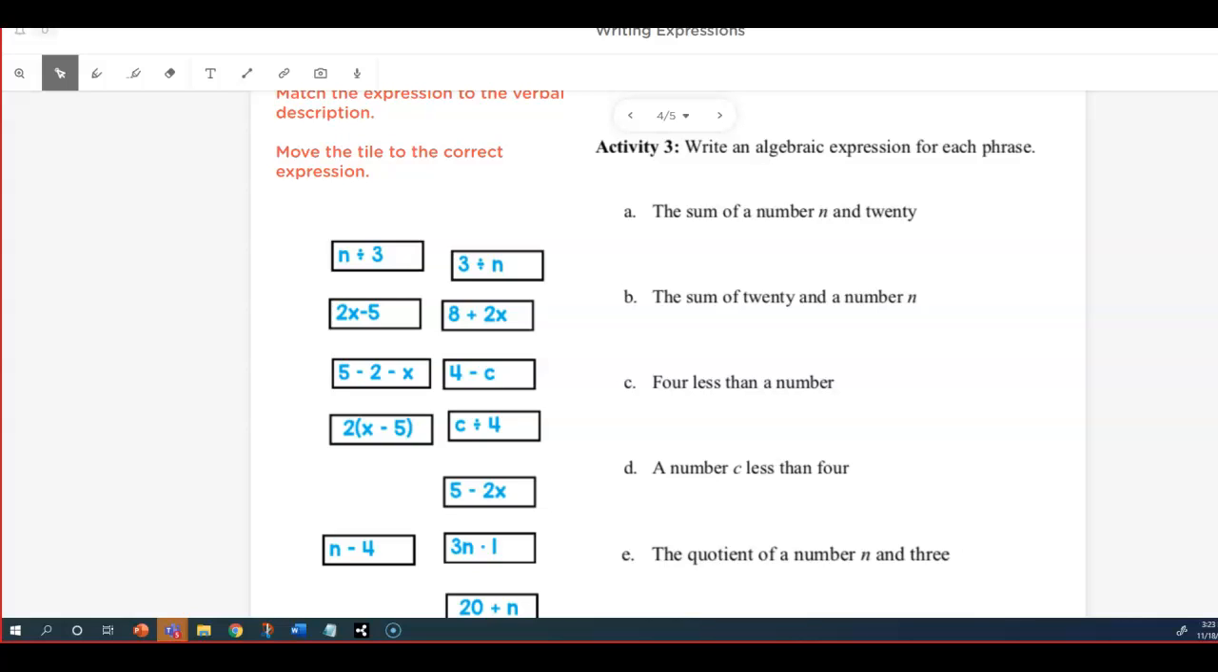People who can draw, online is so easy. You've got a touch screen and stuff. 4 less than a number. Whoa, this one.